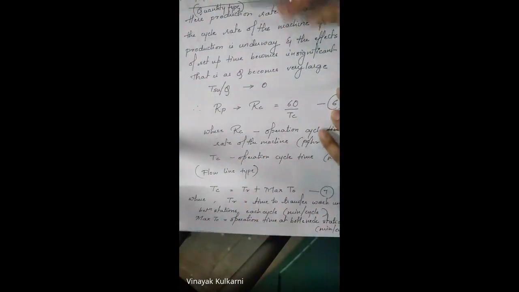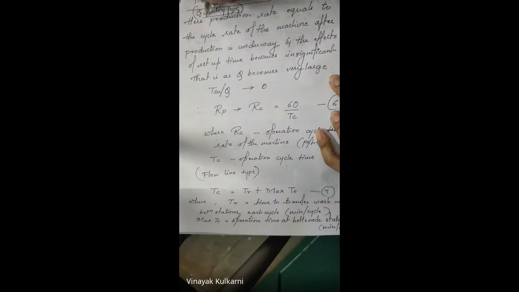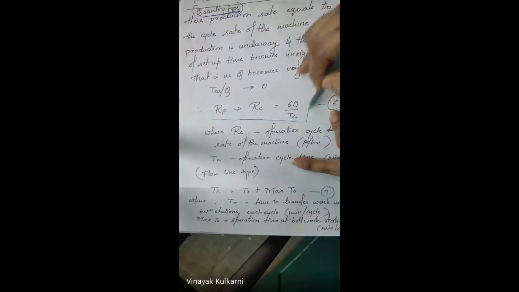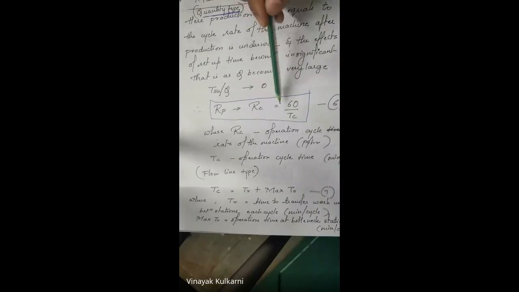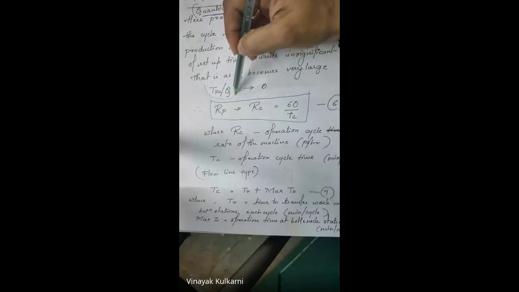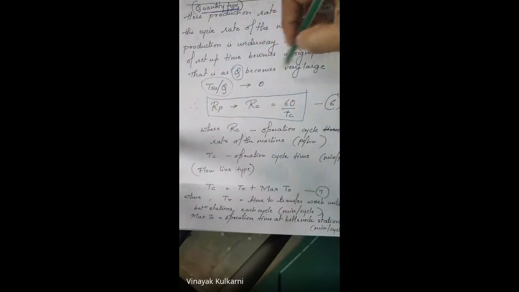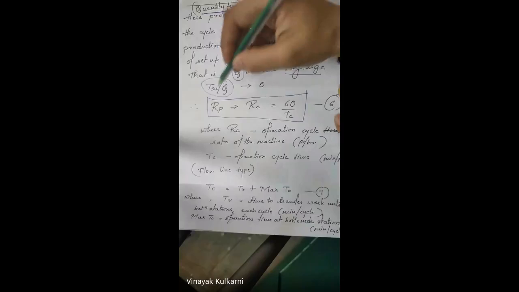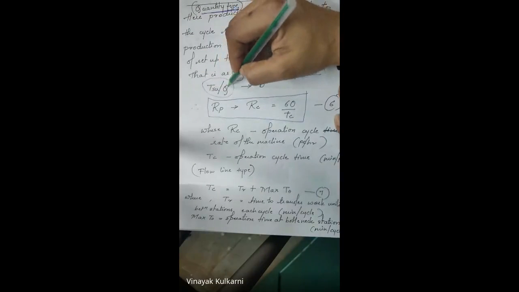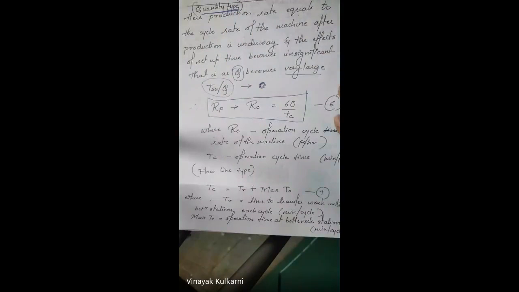So with respect to mass production, if you consider quantity type of mass production, RP, that is production rate, is given by this equation, that is 60 divided by TC. Because as the production quantity, that is Q, becomes large, the ratio T setup by Q becomes zero.